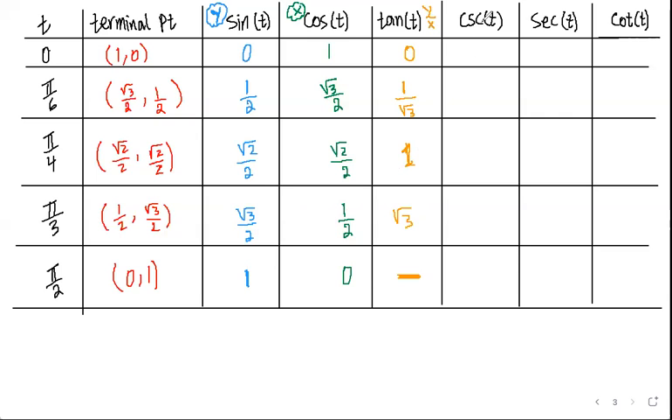Now cosecant is 1 over sine. What is 1 over sine? 1 over 0, what is it? What is 1 over 0? 1 over y. Undefined. Here, the reciprocal of 1/2, what is it? 2. Here, what is the value? 2 over 1.